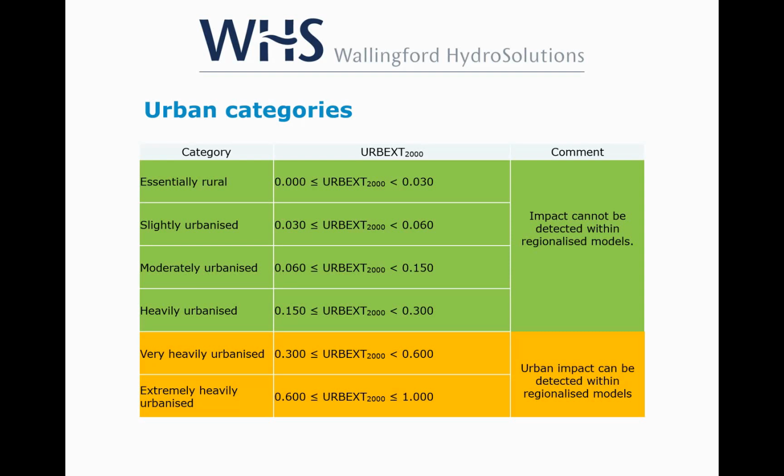What we found when we've done research is that in general it's quite difficult to see the impact of urban areas within a catchment where the URBEXT 2000 is less than 0.3. Now some impact can definitely be seen above 0.15 as well. Above 0.3, the urban impact can clearly be seen within regionalized models.